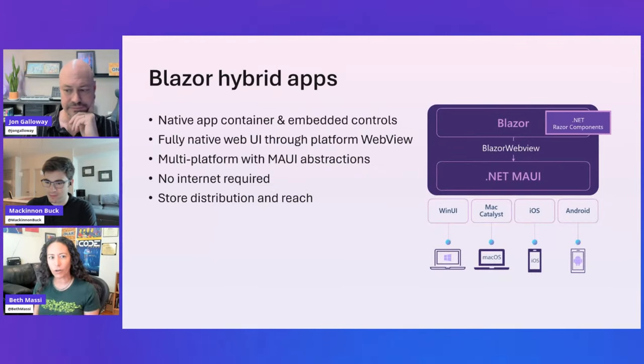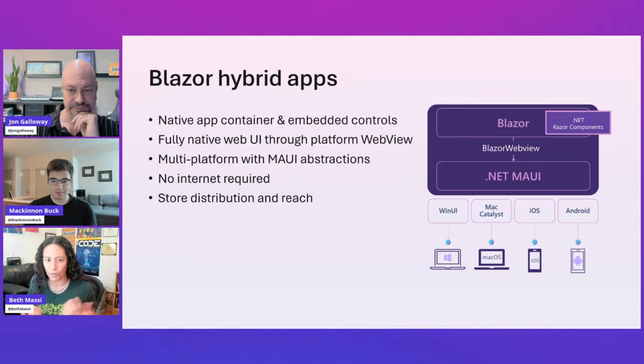Okay, all right. So at the core, Blazor hybrid apps are really rendered through a Blazor web view, which is a control in the .NET MAUI stack that basically surfaces the platform web views for all of the different devices. On WinUI, that would be WebView2. So this gives you access to all the MAUI abstraction layer, which abstracts all of the device specific things that you might want to do, so that's really nice.